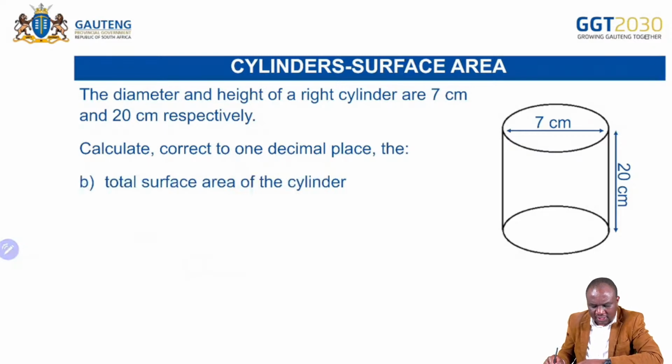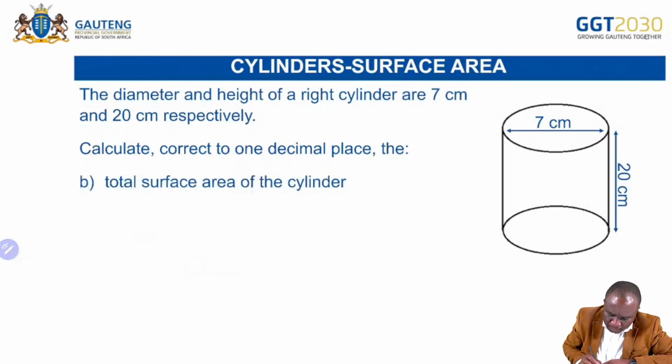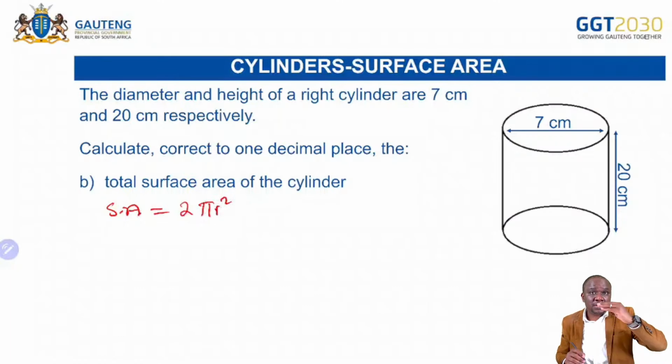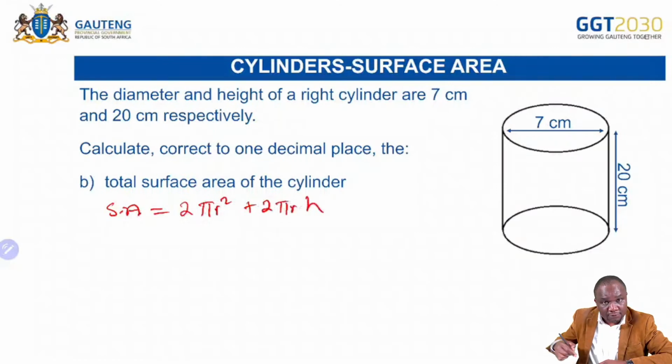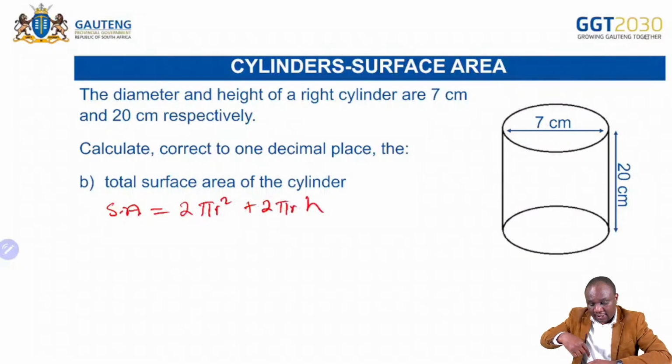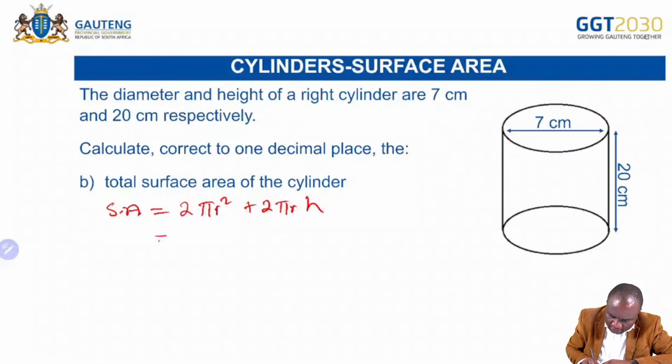Then B, the total surface area of the cylinder. So surface area is equal to 2 pi r squared, which is for the two circles. Okay, and then plus 2 pi r times height, which is for the lateral face when unrolled. Remember we talked about that. And then we can just substitute here, and then you can use your calculator.